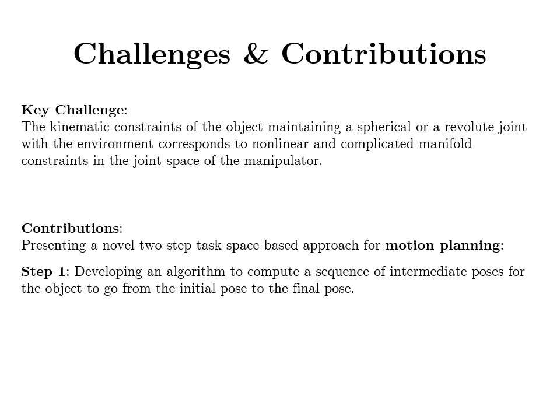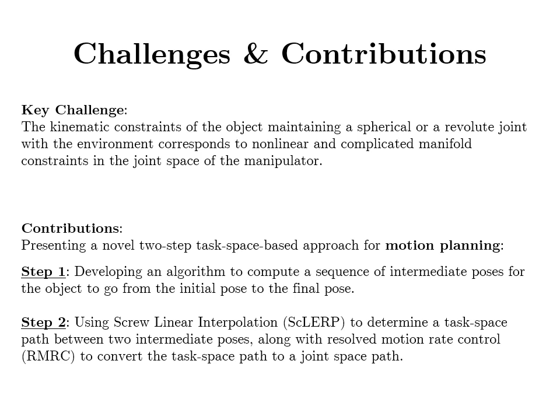In this paper, we present a novel two-step task space-based approach for motion planning. In the first step, we develop an algorithm to compute a sequence of intermediate poses for the object to go from the initial pose to the final pose. Every two consecutive intermediate poses implicitly determine a point or line on the object and the environment which stays fixed during the motion. In the second step, we use a screw linear interpolation to determine a task space path between two intermediate poses, aligned with resolved motion rate control to convert the task space path to a joint space path.